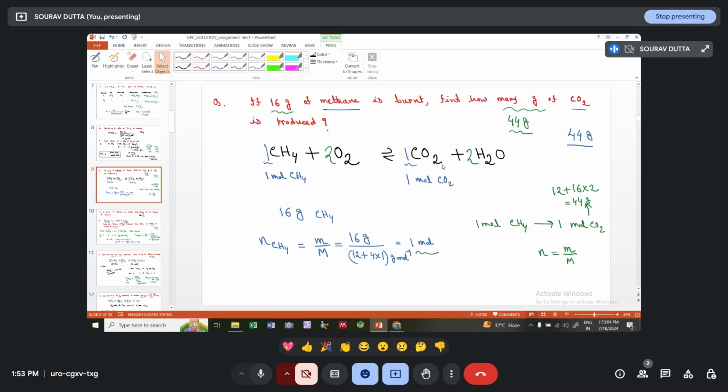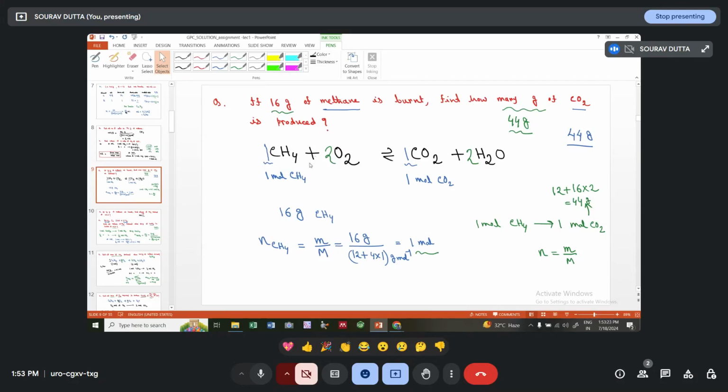Now oxygen is not balanced. Here there are 2 oxygen and there are 2 oxygen, that means there are 4 oxygen in the right hand side. To balance this, we have to multiply by 2 on the left hand side with the oxygen, so oxygen will be 4. Now this is a balanced equation. After balancing this equation, you have to proceed.